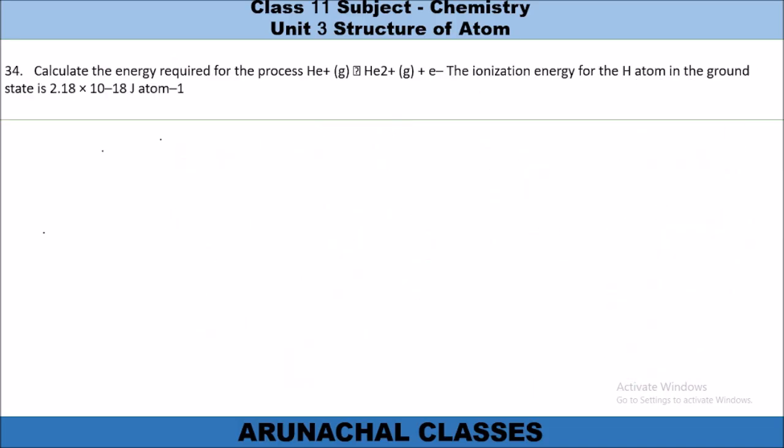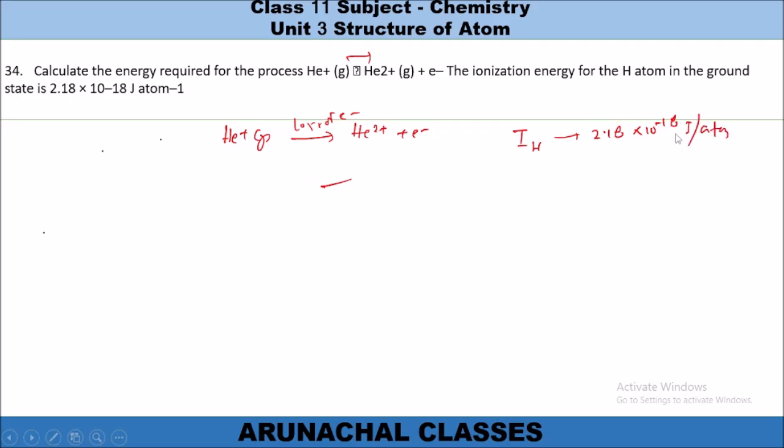Moving to question number 34: calculate the energy required for the process He⁺(g) gives He²⁺ plus an electron, which means loss of an electron is happening. So how much energy is required? The ionization energy for a hydrogen atom in the ground state is given as 2.18 × 10⁻¹⁸ joule per atom.